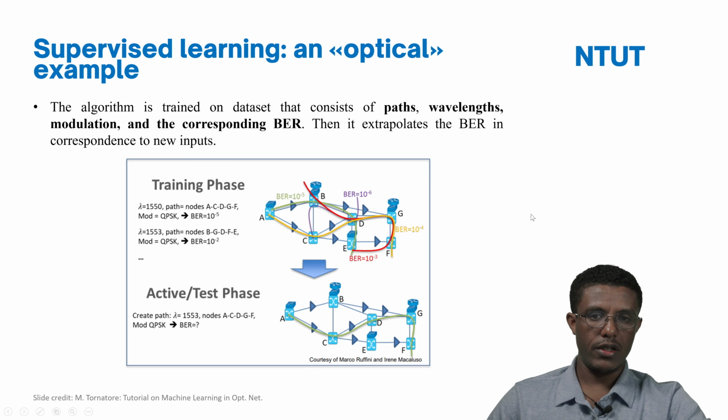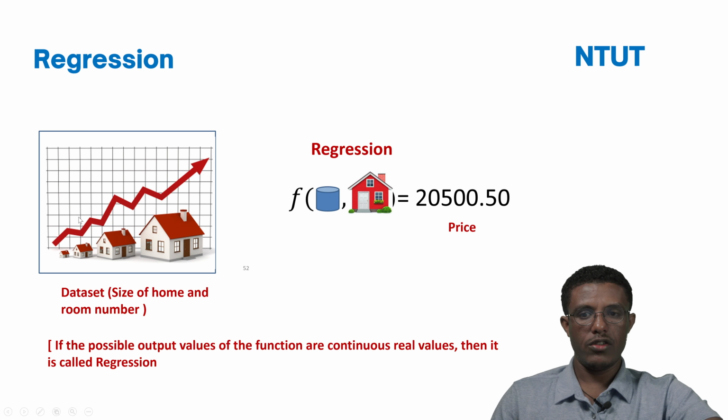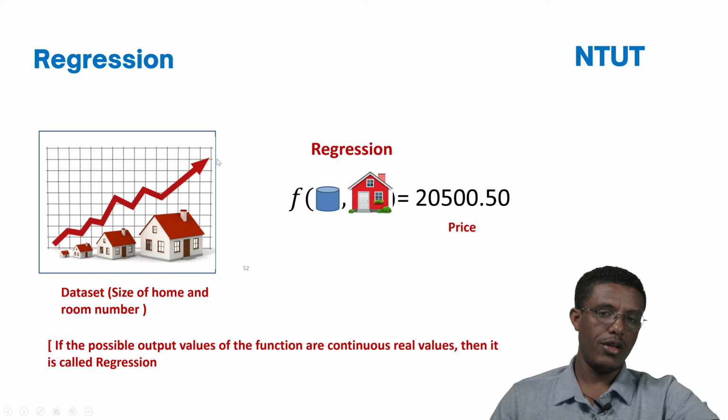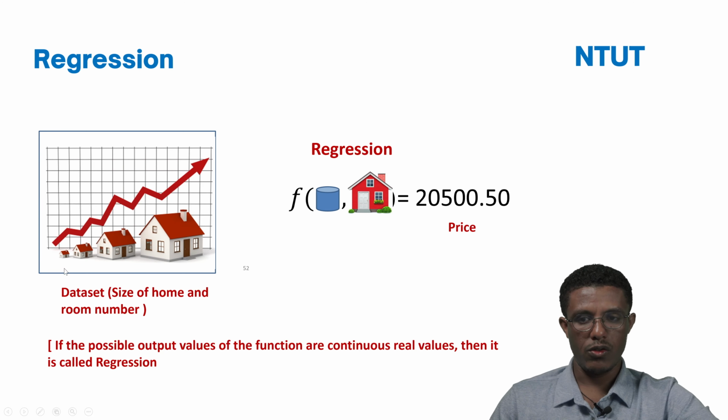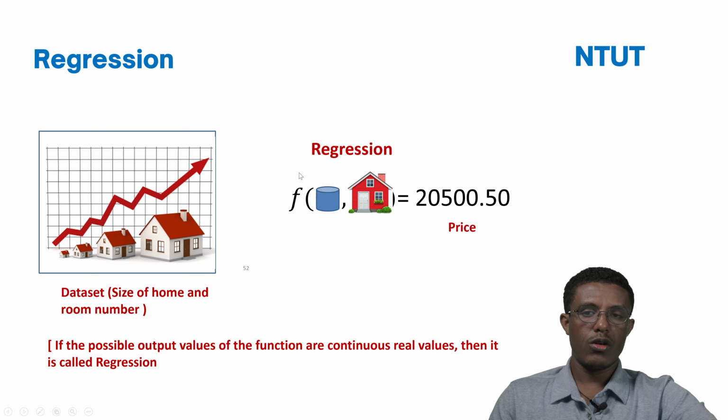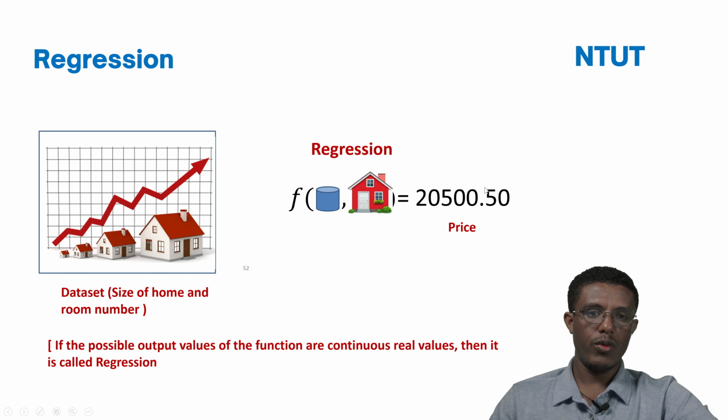Regarding regression, this is an example. The data set is the size of the home and the room number. For example, when the home size increases, the price is expected to increase as well. If the possible output values of the function are continuous real values, then it is called regression, because it's continuous. The value depends on the house size and the room number. So to predict that, this is the model, f of this house, and the model automatically predicts the price for this house.